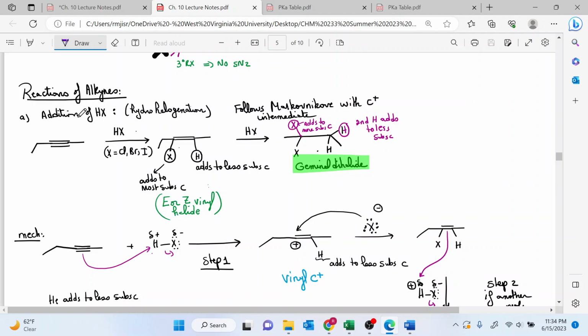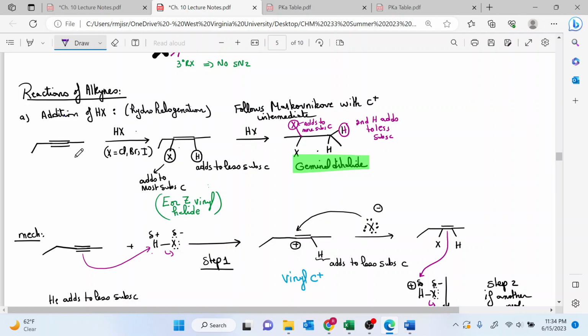The reactions of alkynes are very much similar to the reactions of alkenes. So the first one is the addition of HX. We've considered this reaction in alkenes. But the difference is that with triple bonds, you have to add it twice. And you have the option of just adding it once, or you have the option of adding it in excess. So let's move step by step.